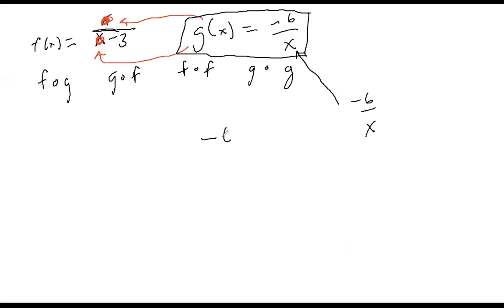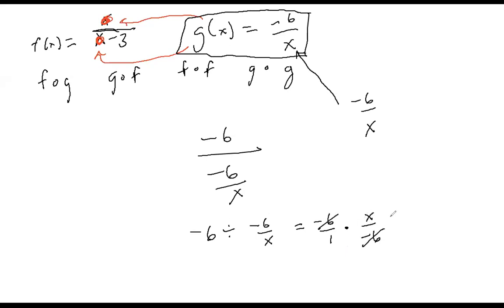So in other words, you have minus 6 over minus 6 over x. This is a great situation to use division. This is minus 6 divided by negative 6 over x. So in other words, rewrite negative 6 over 1 times x over negative 6. Cancel that out. That simplifies to x.